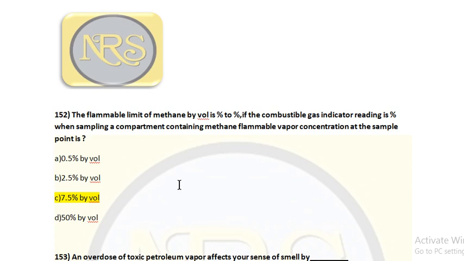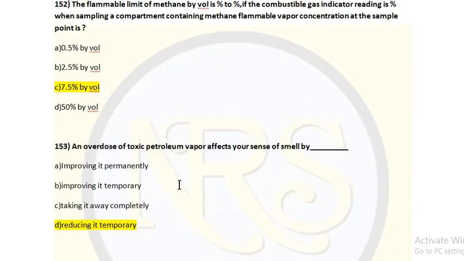The limit of flammability of methane is 5 to 15% by volume in air at room temperature. We are telling 5 to 15% is the flammability range at room temperature for methane. So 7.5% is within that. So for question number 152, option C is the correct answer.